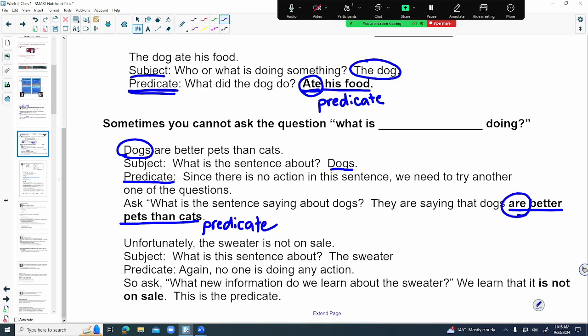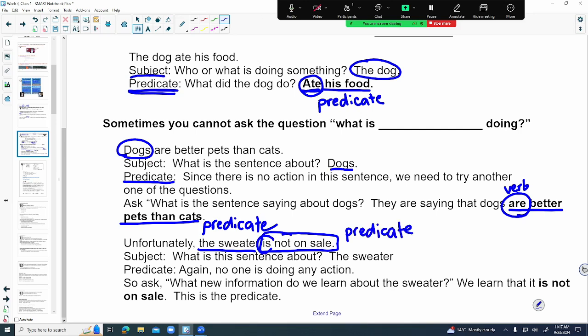Are is our verb. And the rest of it, better pets than cats, is what comes after the verb. So that's the predicate. Next example, unfortunately the sweater is not on sale. What's the sentence about? We said that the subject of this sentence is the sweater. It's all about the sweater. Well, what about the sweater? The sweater's not doing anything. So we ask, what information do we learn about the sweater? We learn that it is not on sale. That's the predicate.